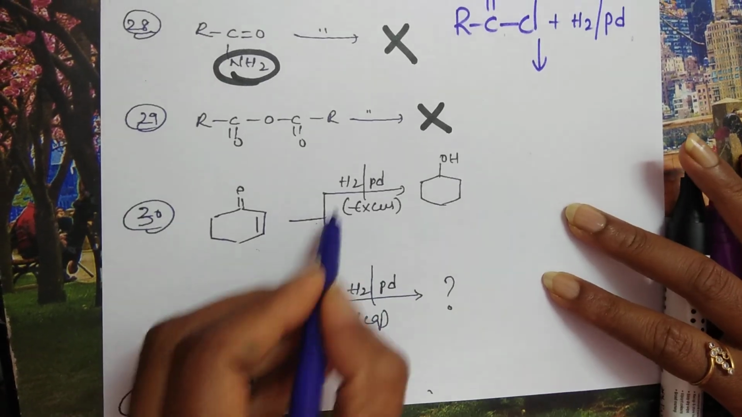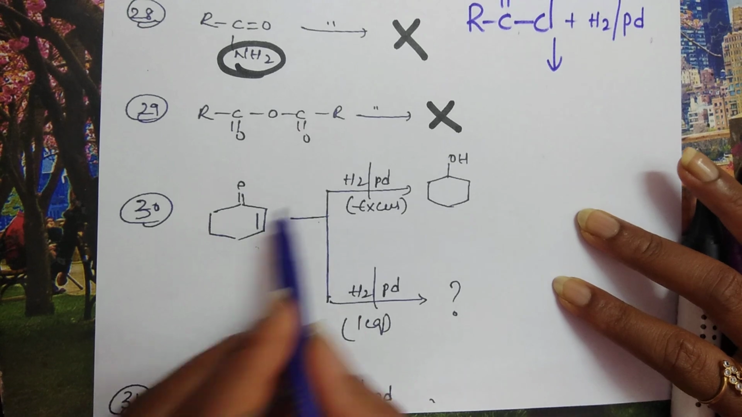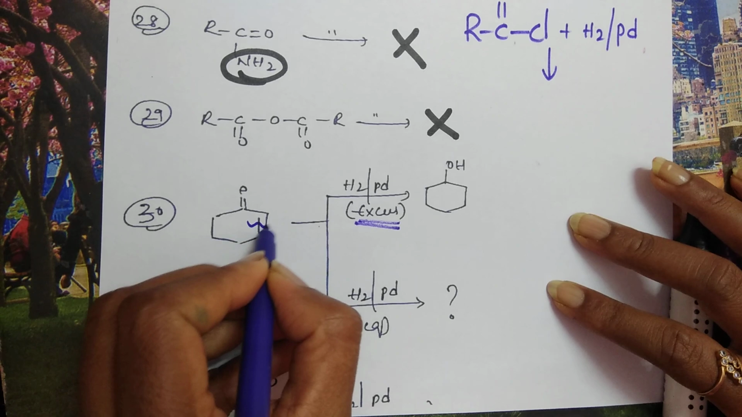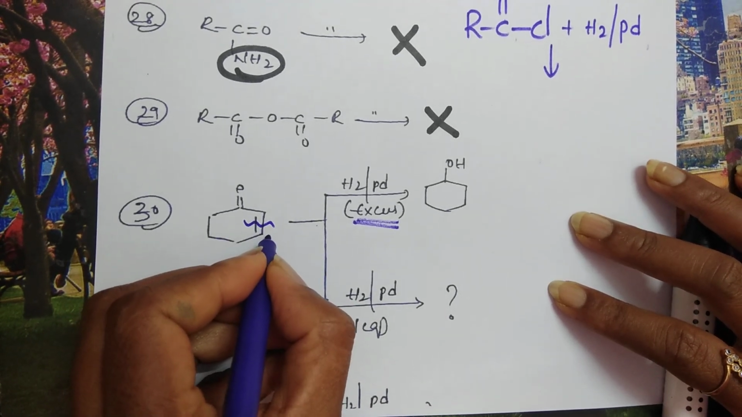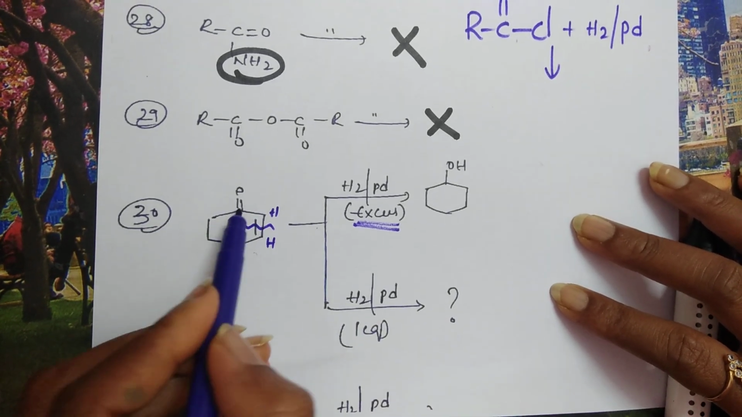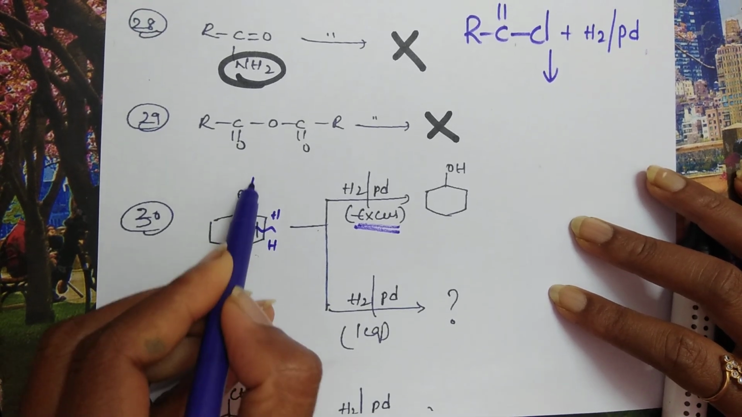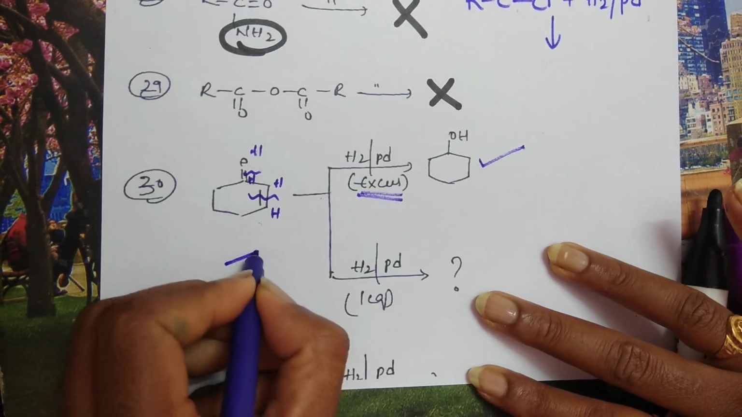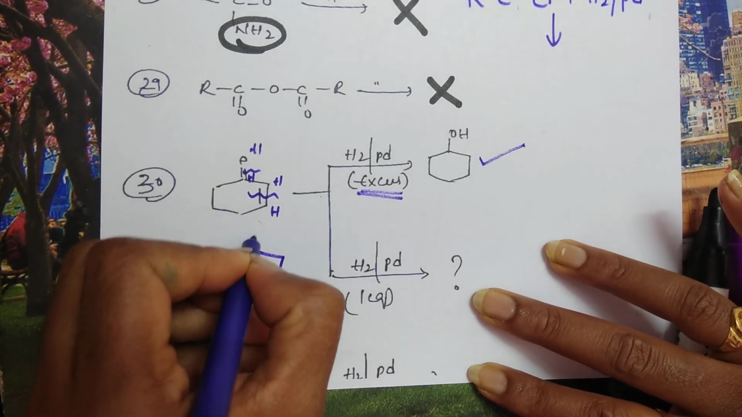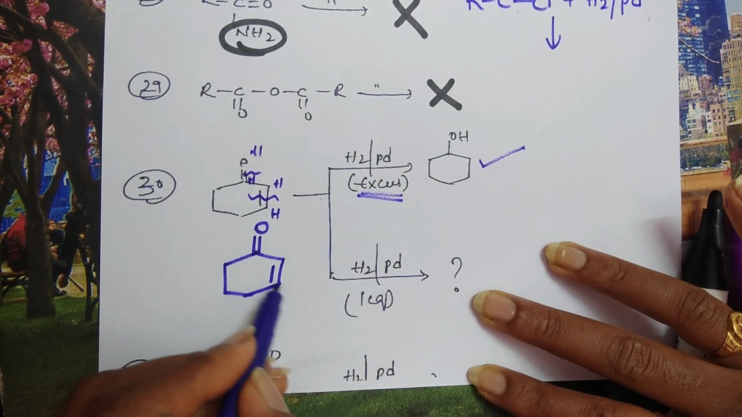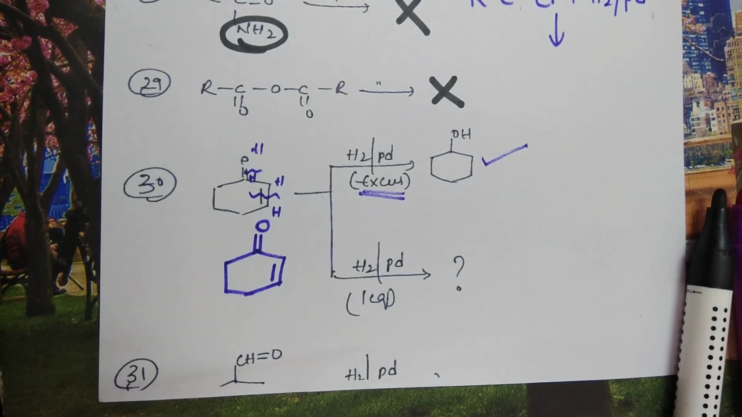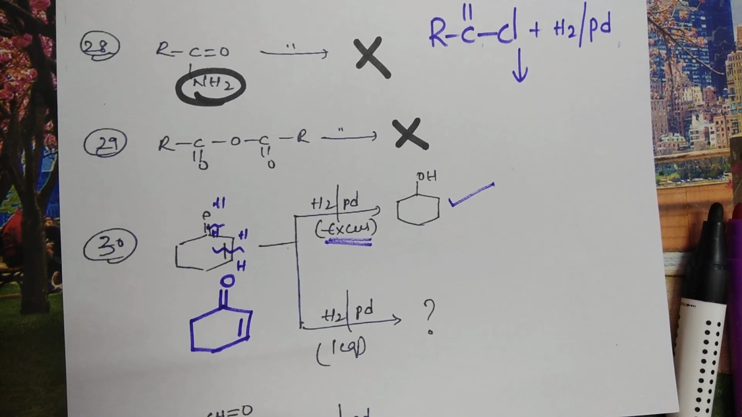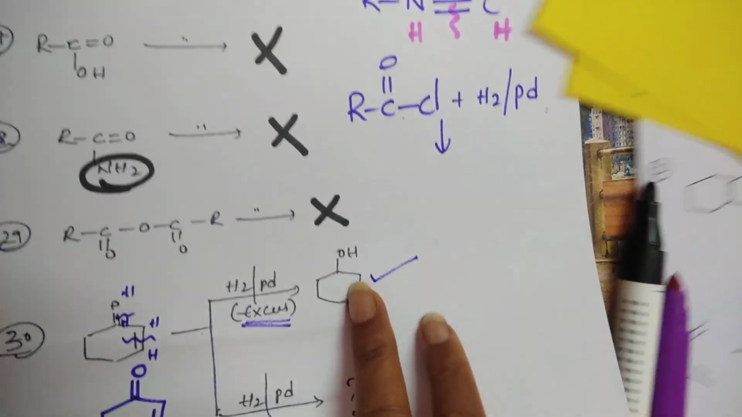See the next one. See this question. 30th question. If you add excess of hydrogen over palladium, what happens, students? Break the bond. You can put H here. But you break this bond, H here. So finally you get this. But when you take only one equivalent, then out of these two, C double bond O and this pi bond, which one will be reduced? We will see in the next session. Okay, it will be super interesting.